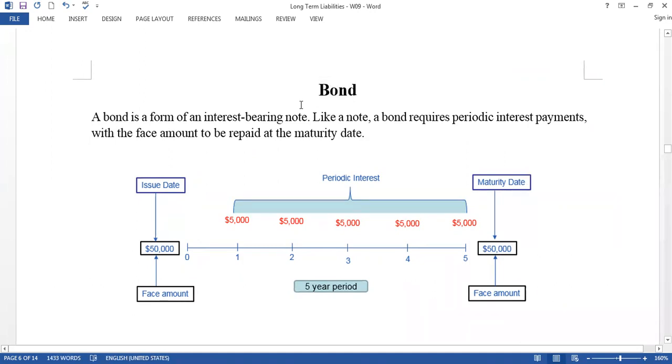So what is a bond? This is the definition of a bond, you can say that. A bond is a form of interest-bearing note. So maybe in your Principles of Accounting I, you learned that notes payable will have some interest, right? Same, a bond is a form of interest-bearing note.